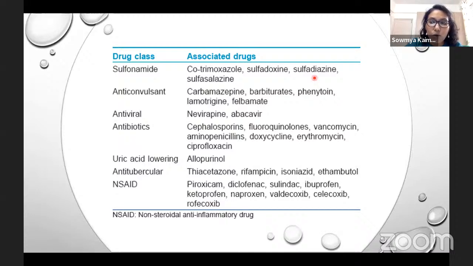But there is really no in vitro or in vivo test that will tell you that, okay, this patient's rash was caused by carbamazepine or phenytoin or nevirapine. There is no test like that. So it's important to know at least broadly which are the drugs.